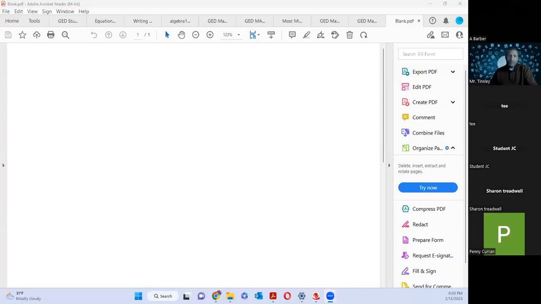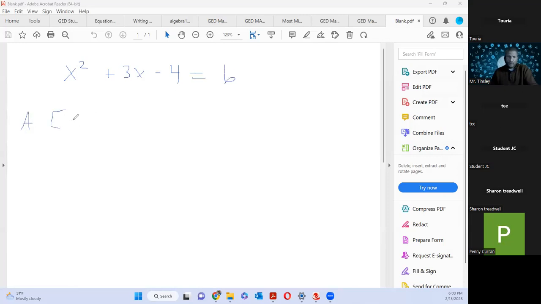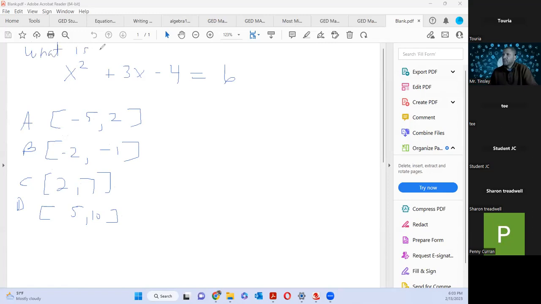So one of the examples is here. It's a multiple choice. A: the solutions were -5 and 2. B: -2 and -1. C: 2 and 7. And D: 5 and 10. It says solve. What is the solution set? I probably should have just typed it in because my handwriting is horrible with this thing.